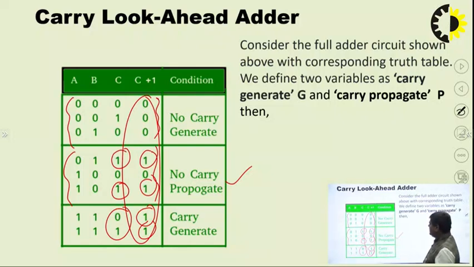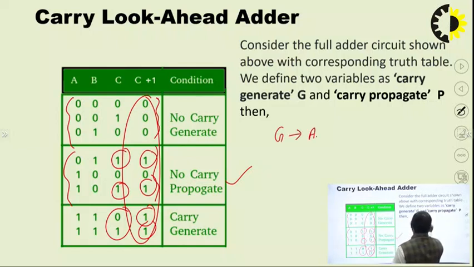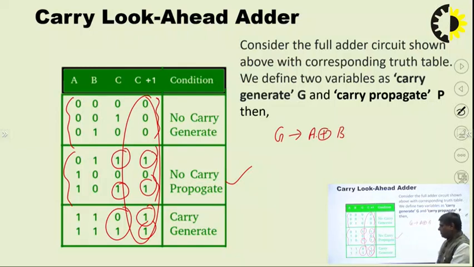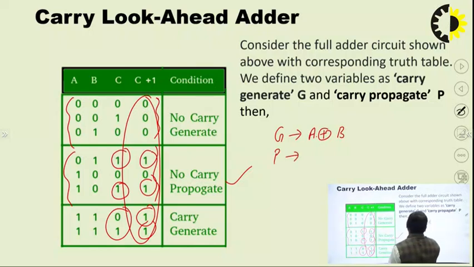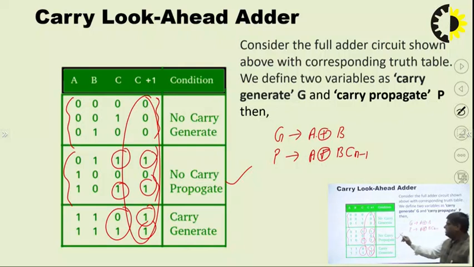It means G stands for A AND B, and then the carry is generated. P stands for propagation, which is A XOR B, and propagation also depends upon this and this, or the previous carry. It means the propagation delay depends upon the inputs A and B, and also depends upon the previous carry.